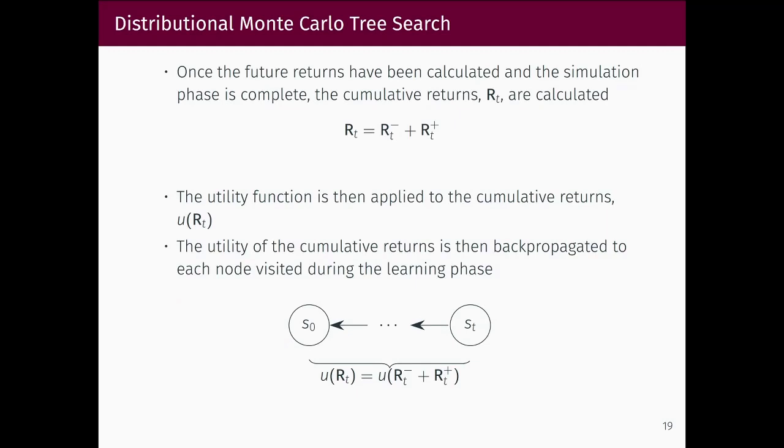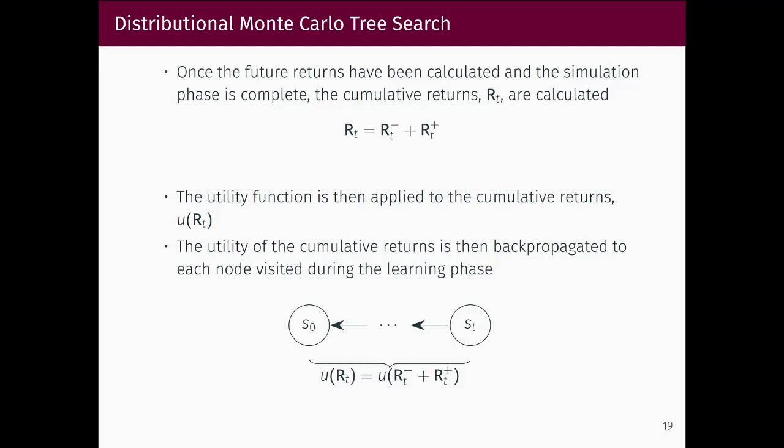So once the future returns have been calculated and the simulation phase is complete, the cumulative returns RT are calculated. And that's just the sum of RT minus plus RT plus. The utility function is then applied to the cumulative returns, giving us a scalar value now. So we've applied the utility function to our return vector RT, and now we have a scalar value.